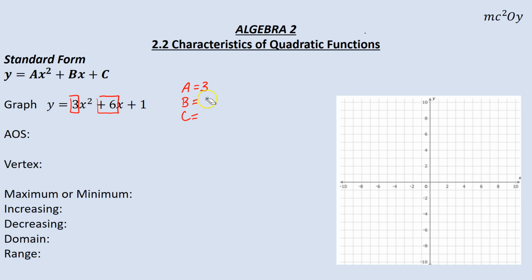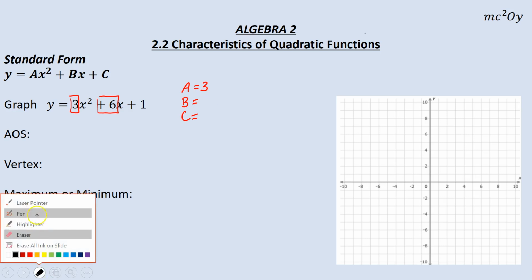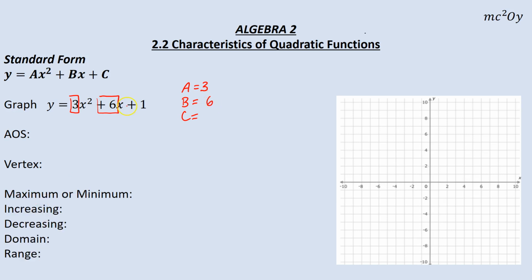Once again, not x itself. So we don't include the x when we say b is 6 and c is 1. That should be an A. There we go. All right.